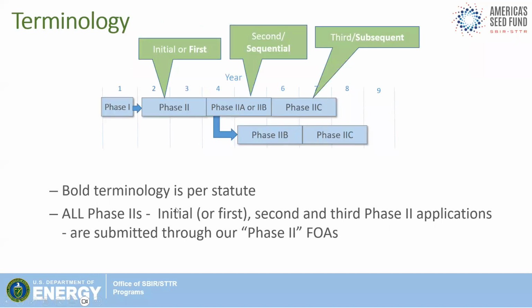A little bit about terminology before we dive in. The statute calls your Phase 2 award the first Phase 2 award. The second Phase 2 award, the statute calls the sequential Phase 2 award. And the third, what we call the third Phase 2 award, is referred to as a subsequent Phase 2 award in statute.